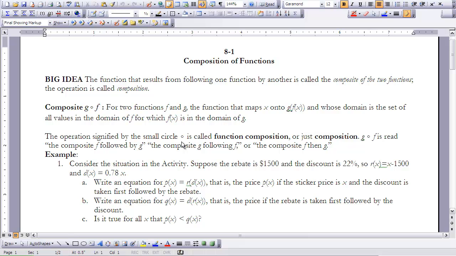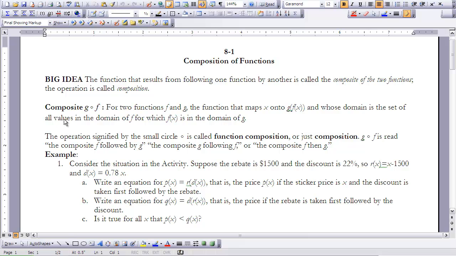First, the operation signified by the small circle here is called the function composition, or just composition. And then this symbol is read the composite f followed by g, or the composite g following f, or the composite f then g. Basically what it means is we're going to take our f of x function, and put that into our function g.